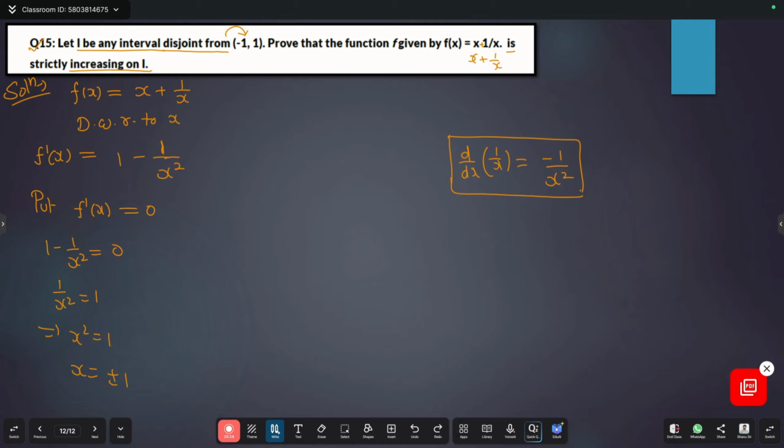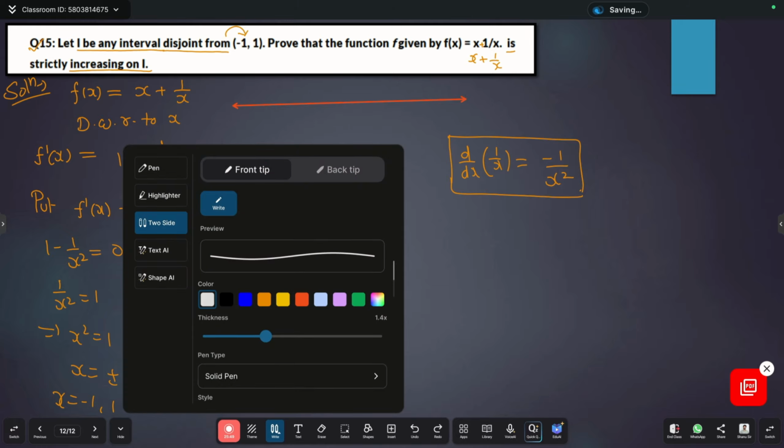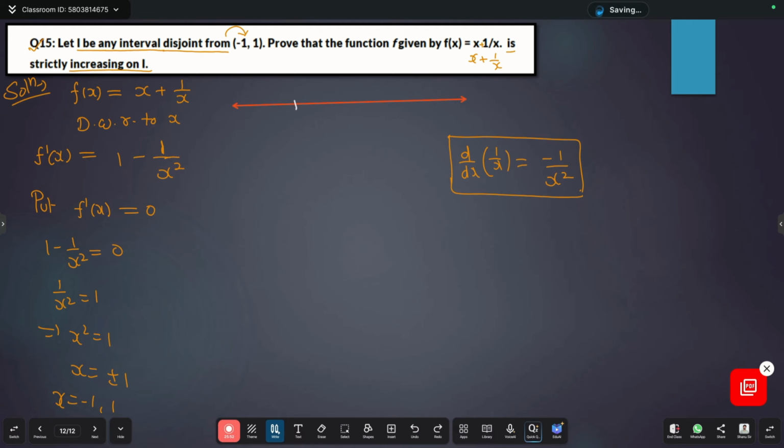Minus 1 and plus 1, we can again go by the same process, the number line. This is the number line. On the number line, put these points, minus 1 here, plus 1 here. Now the number line is divided into three disjoint intervals. One is minus infinity to minus 1, one is minus 1 to plus 1, and one is 1 to infinity.